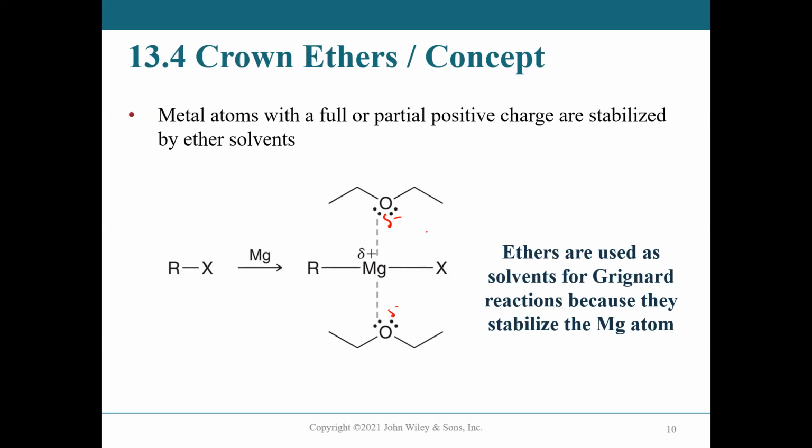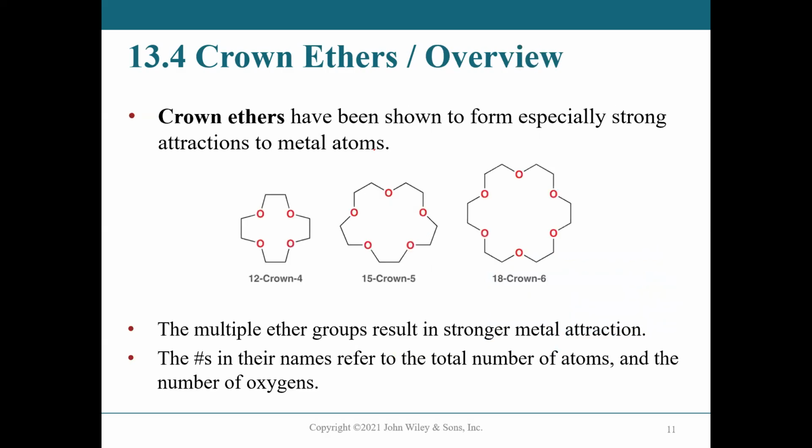And then the book goes into something called crown ethers, and they've been shown to form especially strong attraction to metal atoms. So you can put some type of metal atom here, and there'll be some type of attraction right there, as we saw. And it's called 12 crown 4 because there's 4 oxygen atoms, 1, 2, 3, 4. And if you count around, 1, 2, 3, you have 12 atoms. Likewise, you'll see the same thing with 15 and 18 crown 6.